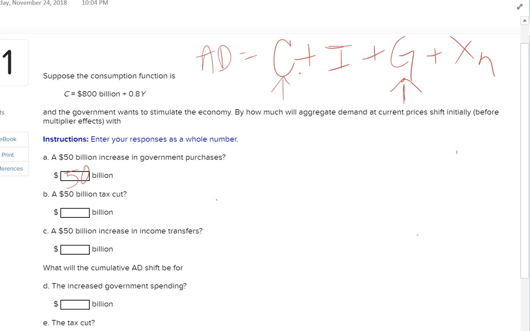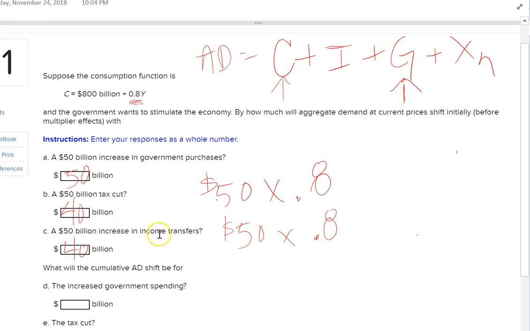B is a $15 billion tax cut. A tax cut is not one of these components directly, but it will affect consumption. However, a tax cut will not necessarily just go all to consumption. So we're going to use our marginal propensity to consume to understand how a tax cut will affect consumption. We're going to take our MPC, which is 0.8, and multiply it by, in this case, the $50 billion tax cut, and that value will give us how many billions the effect on consumption and therefore aggregate demand will be.